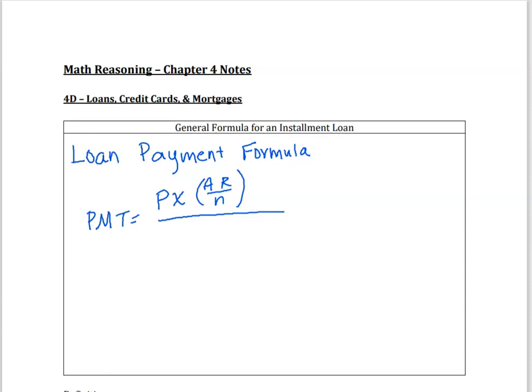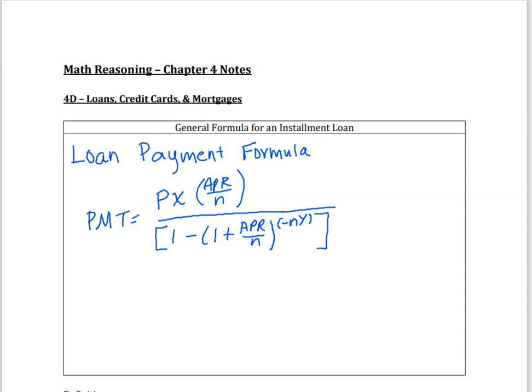So to calculate your payment, you would take your principal times your APR, your annual percentage rate, and divide it by the number of terms that are happening in the year, over 1 minus 1 plus your APR, annual percentage rate, over the number of times it's happening per year, raised to negative n, which is the number of times it's happening per year, times the number of years you're taking out the loan, okay, which seems like a lot of stuff.